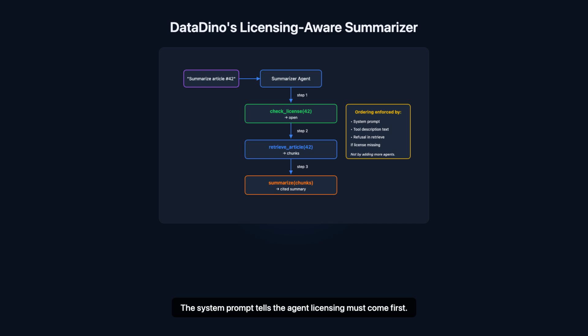The system prompt tells the agent licensing must come first. The tool descriptions reinforce it, and retrieve article itself refuses to run if a recent license check is missing from context. Notice what we did not do. We didn't add a license checker agent and a retrieval agent behind a supervisor. We added one tool with a strong description, and the existing summarizer agent followed the constraint.